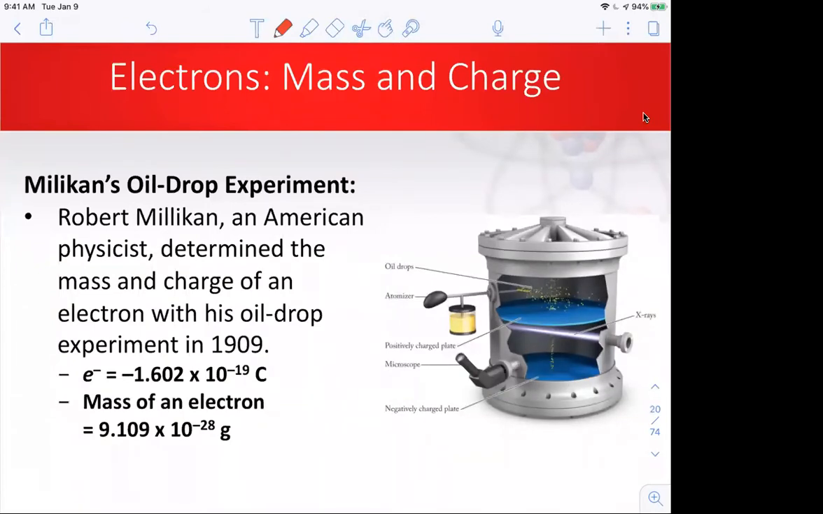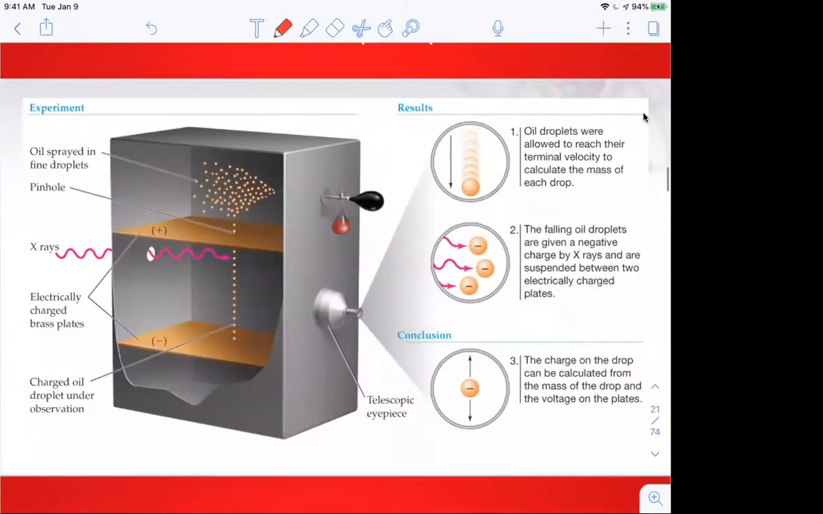So what he found was that the charge on an electron, a single electron, is negative 1.602 times 10 to the minus 19th coulombs. And he found that the mass of the electron was equal to 9.109 times 10 to the minus 28th grams. This is the experiment that he actually used to determine this. And let's look at this a little bit more closely.